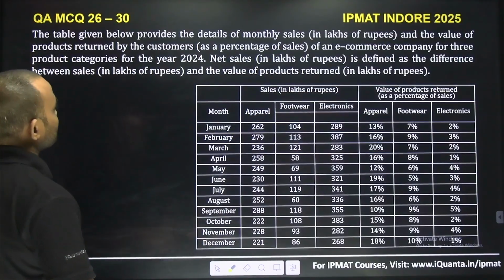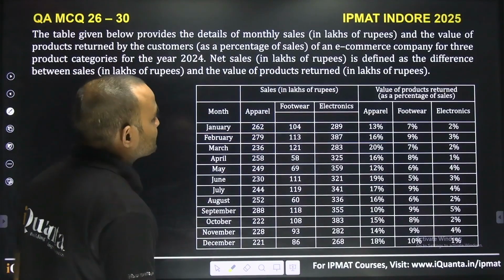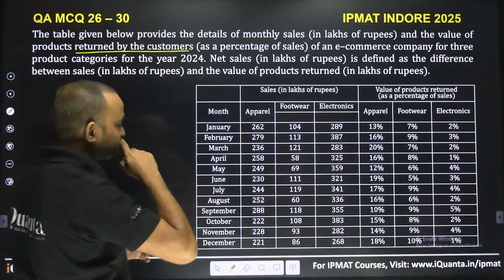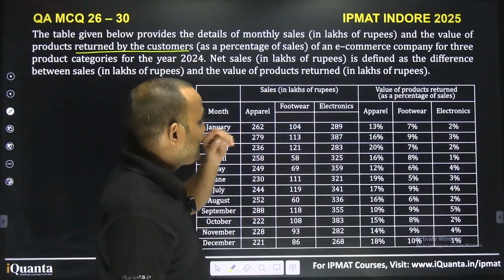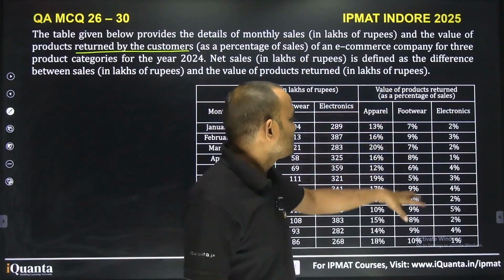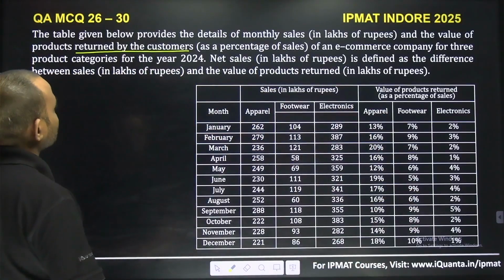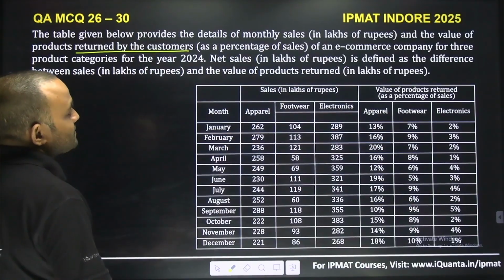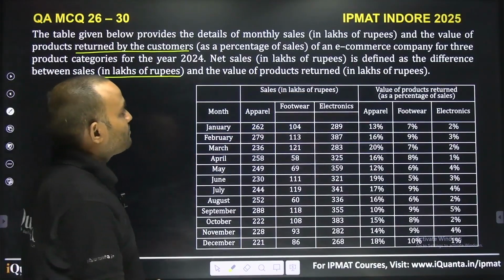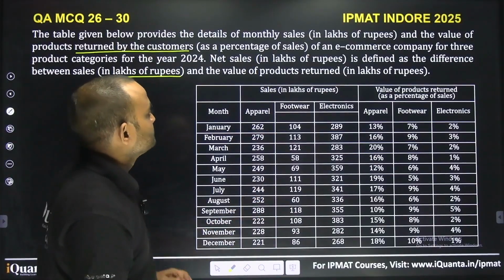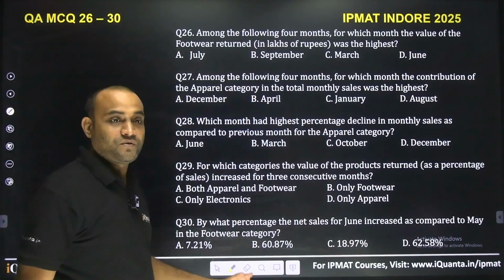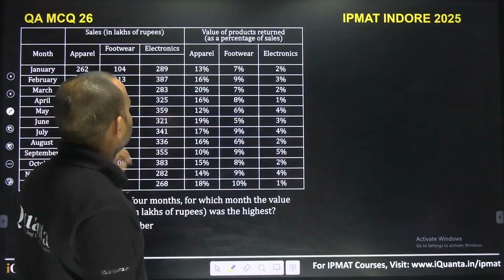The table given below provides the details of monthly sales in lakhs of rupees and the value of products returned by the customers. These are the values, the total sales, and these are the value of product returned as a percentage of total sales. Net sales is defined as the difference between sales in lakhs of rupees and the value of products returned in lakhs of rupees. So if we solve the questions, these are the questions that have been given, 5 questions.